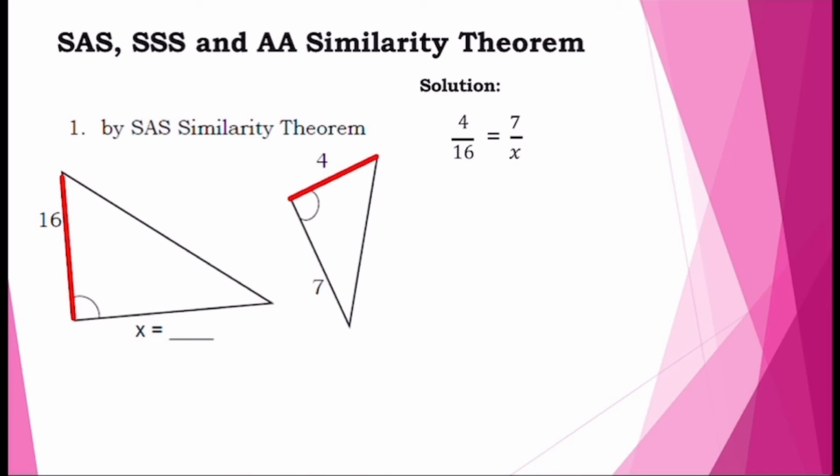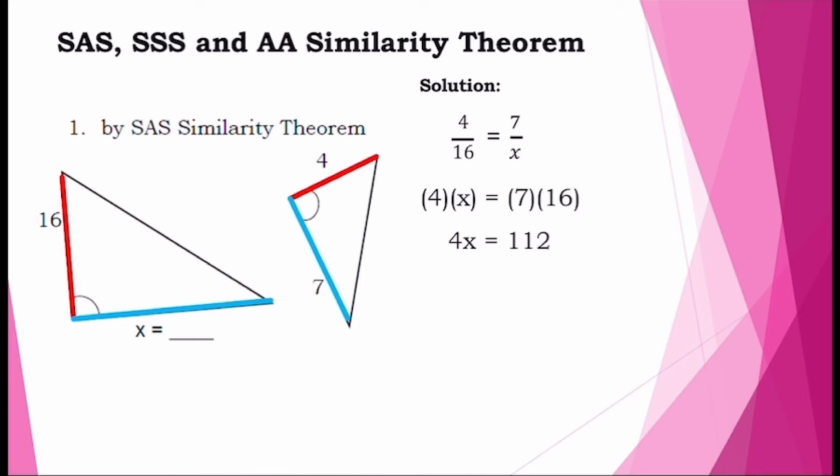And we're going to apply the fundamental rule of proportion. So therefore, we have 4 times x is equal to 7 times 16. And 4 times x, we have 4x. And 7 times 16, we have 112. And after that, we're going to apply the multiplication property of equality. So we're going to multiply both sides by 1/4.